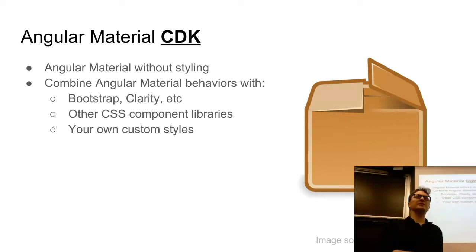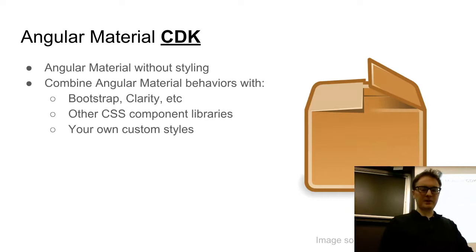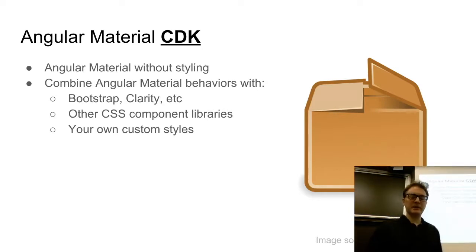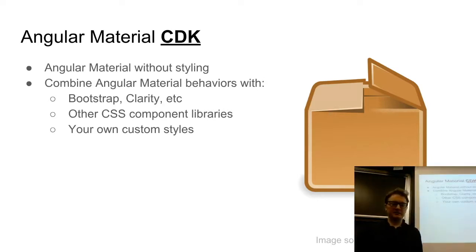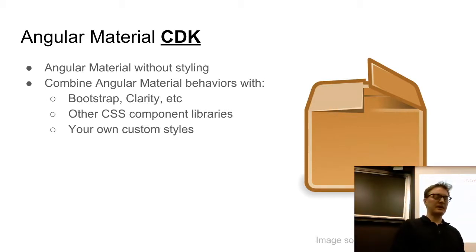The CDK has lower level things like detecting which direction the text is on the screen for internationalization, like is it left to right or right to left, detecting what kind of browser you're running in, so like Chrome or Firefox, although it actually gives you the lower level engine name, so things like that. So in theory, you could combine the CDK with other component libraries or your own. But in general, it takes a lot of custom building to use the CDK in that way.